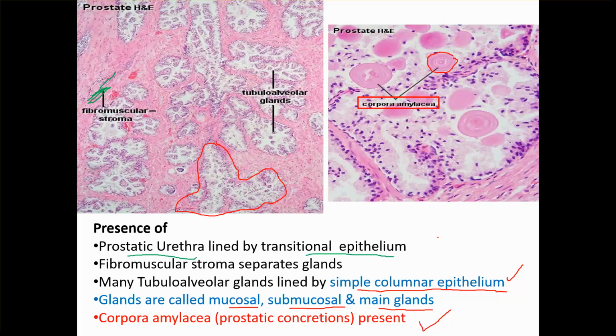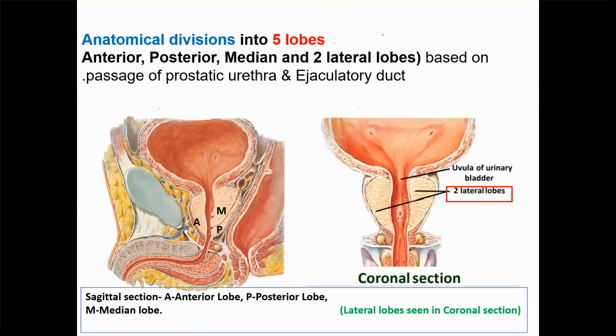These are prostatic concretions. Now anatomically, we divide the prostate into 5 lobes. The names of these lobes are anterior lobe, posterior lobe, median lobe, and 2 lateral lobes. This division is based on the passage of the prostatic urethra and the ejaculatory duct. The section which you are seeing here is a sagittal section. In the sagittal section, you can see the prostatic urethra running here. This prostatic urethra divides it, and in front of it is the anterior lobe. This is the anterior lobe. Now you can see another duct which is passing.